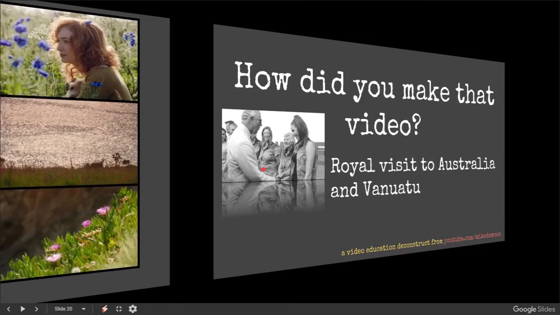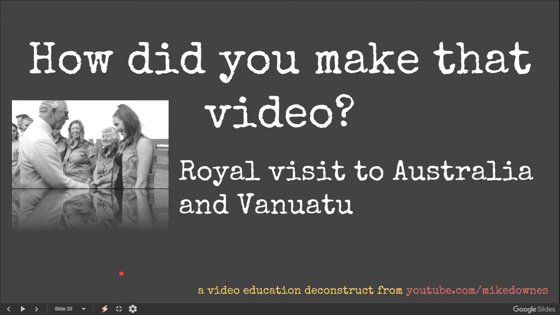Last thing, thank you very much for how did you make that video? How did you make that video? This one was the royal visit to Australia and Vanuatu. He has to look on his bit of paper to say it properly.